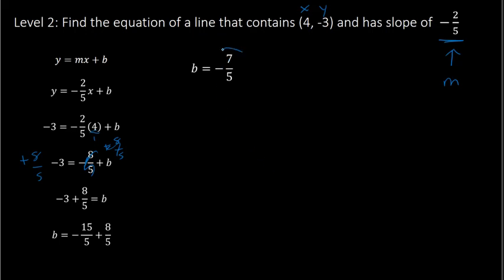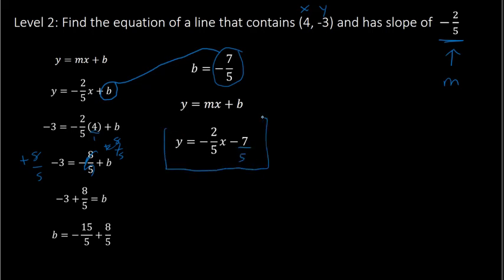So I simply plug this in for b, right here. So instead of -2/5 x plus b, we now have -2/5 x minus 7 over 5. All right, so this would be my equation right here.